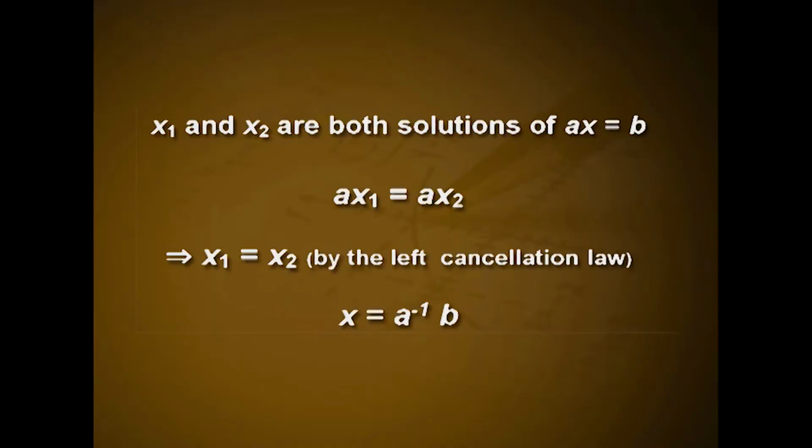Thus, x = A⁻¹B is a solution of the equation. We must now show that this is the only solution. Suppose that x1 and x2 are both solutions of Ax = B. Then we have Ax1 = Ax2, which implies x1 = x2 by the left cancellation law. Hence, x = A⁻¹B is the unique solution. The proof of the second one is similar.